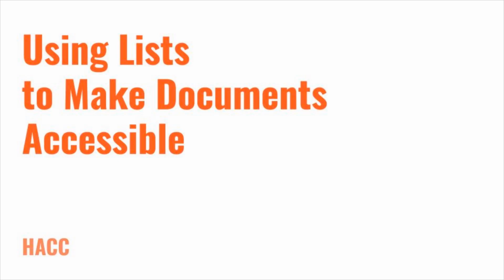In the last video, we talked about using correct headings and subheadings to make your Word documents more accessible, especially for students with a visual impairment. In this video, we're going to talk about doing the same thing but with lists. You probably already know that there are two kinds of lists. Unordered lists, where the order of the items is not important. Ordered lists, where the order of the items is very important.